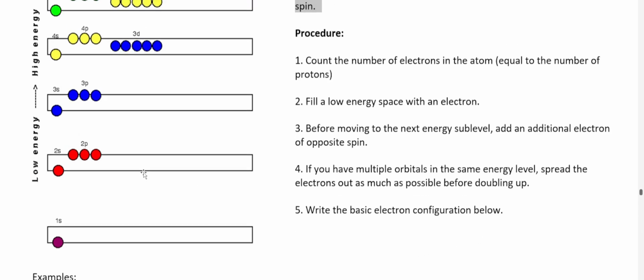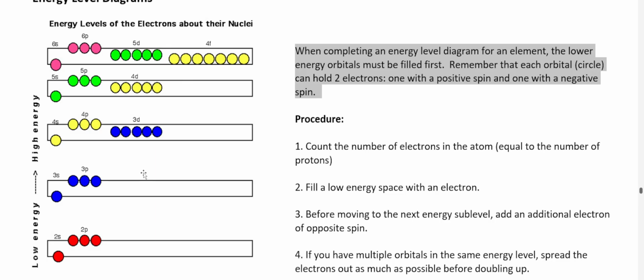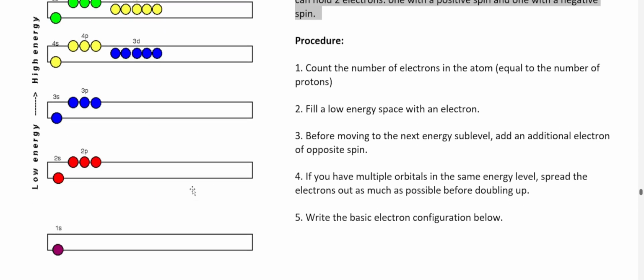So let's take a look at this energy level diagram that we have here. These are all the possible orbitals that an atom can have. But remember, they'll only get filled based on the number of electrons available to that atom, so based on the number of protons that atom has.